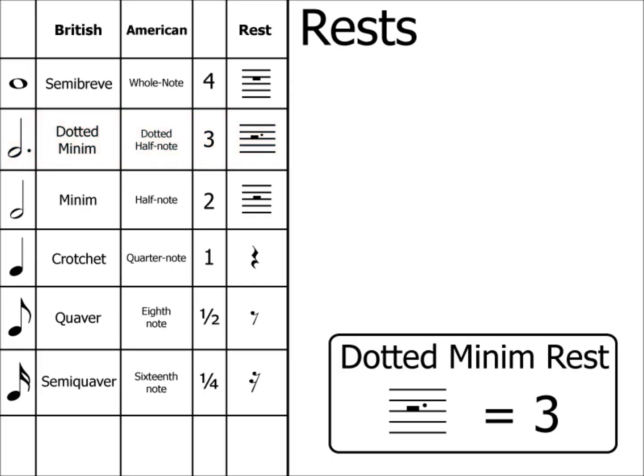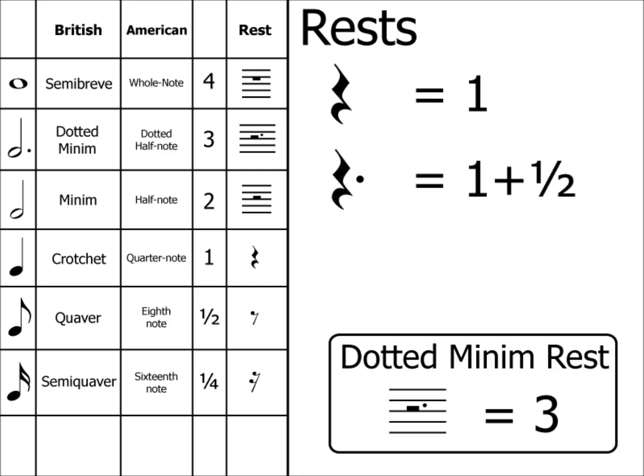Dots can be added to other rest symbols. Here's our crotchet rest, which is worth 1. If we add a dot next to it, 1 plus half of its own value, a half, equals 1.5. Now you might ask, why have a dotted crotchet rest when you could just have a crotchet rest and then a quaver rest instead? Well, yes, you can, but there are some very complicated rules about the use of rest, and I do cover them in another of my videos. For the moment, just be sure that you understand that dots can be added to rests as well as notes.